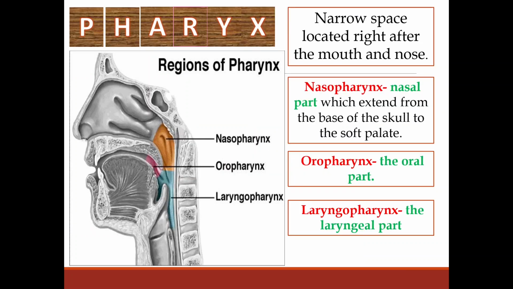Next to it we have the pharynx. The pharynx has three regions: the nasopharynx, oropharynx, and the laryngopharynx. The main function of our pharynx, a narrow space located right after the nose and mouth, is as a passageway of air. The region of the pharynx involved in respiration is the nasopharynx, which extends from the base of the skull to the soft palate. And we have also the oropharynx, the oral part, and the laryngopharynx, the laryngeal part.